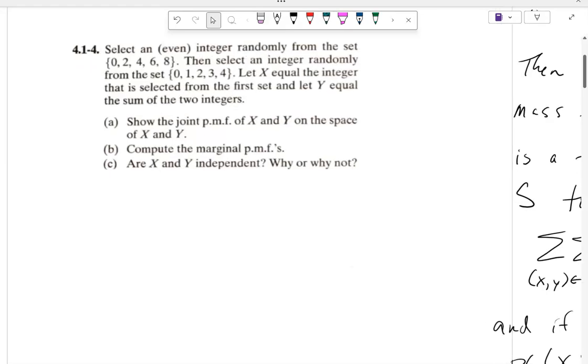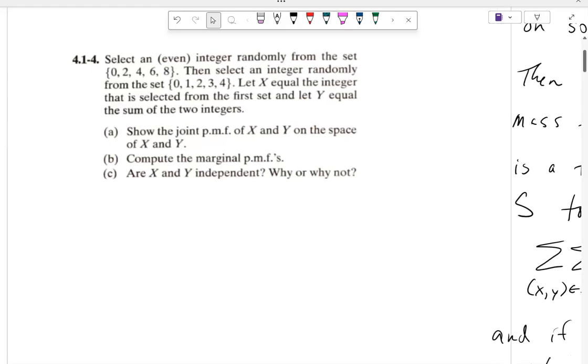Let's look at this first problem. We have one random number being selected from the even integers between 0 and 8, and then another integer selected from between 0 and 4. X is the integer selected from the first, and Y is the sum of the 2 integers that were selected. The first thing it asks you to do is basically make a sketch.